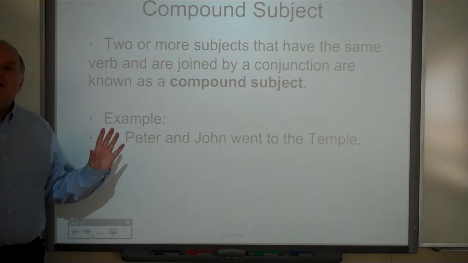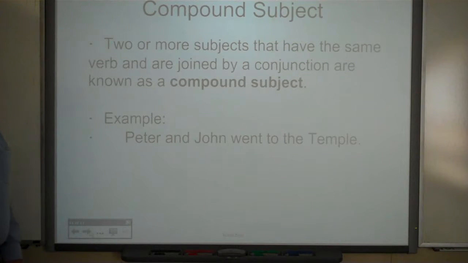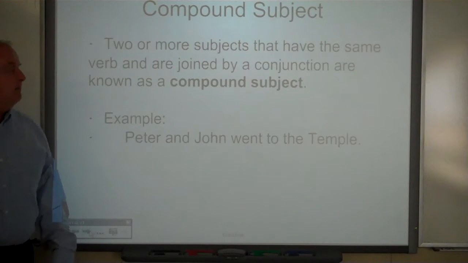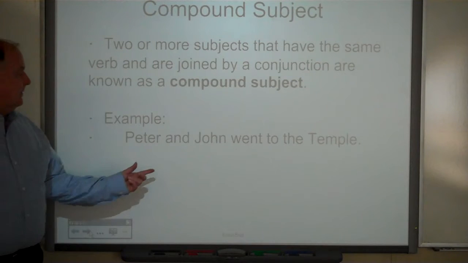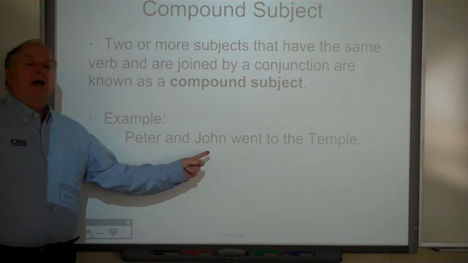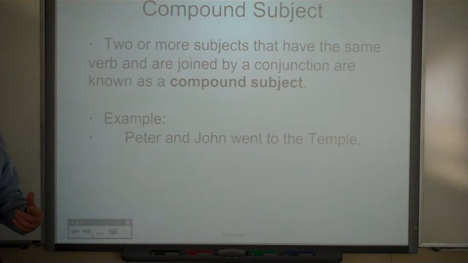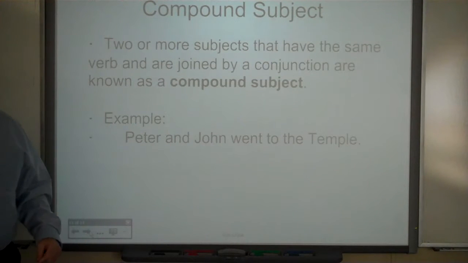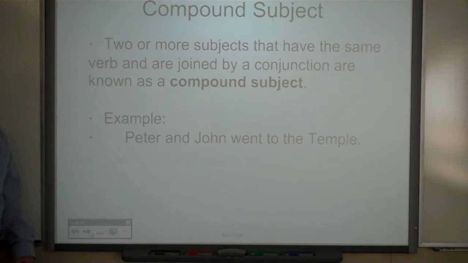Now, we can have compound subjects. Two or more subjects that have the same verb and are joined by a conjunction are known as a compound subject. So, Peter and John went to the temple. Okay. Peter and John, more than one person, joined by and. Compound subject, more than one person in the subject.